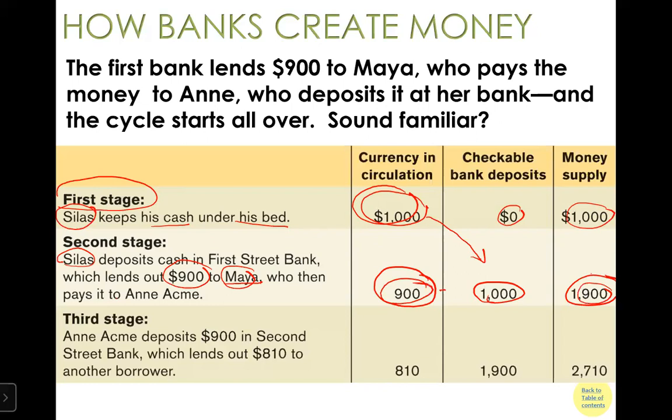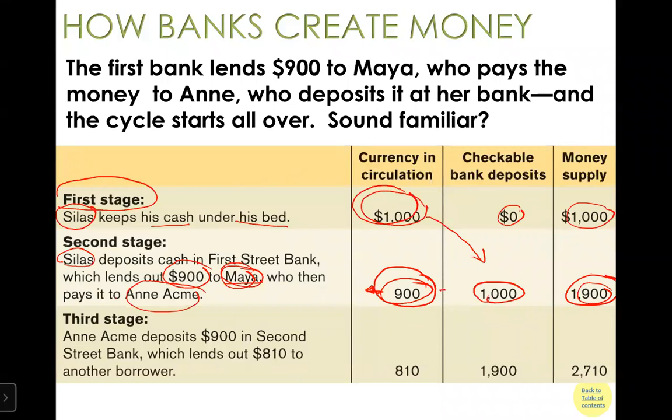Okay, but actually this process won't stop. Why? Look here, Maya takes a loan and withdraws the loan from the bank. And now, what is he going to do with this 900? In this example, he pays Anne. So maybe he owes Anne $900.